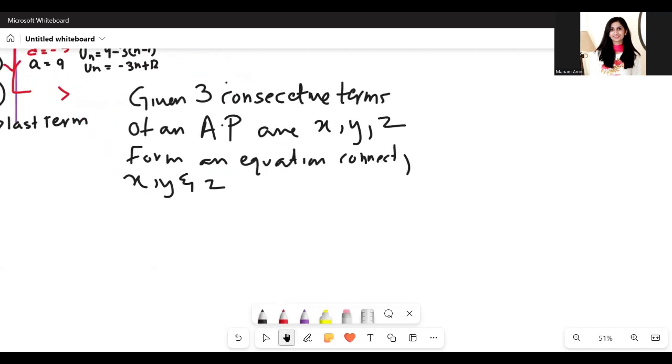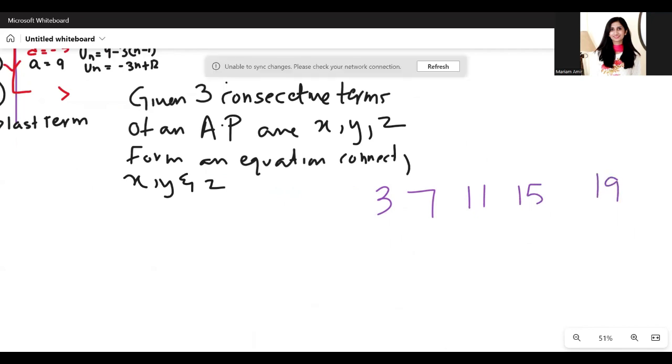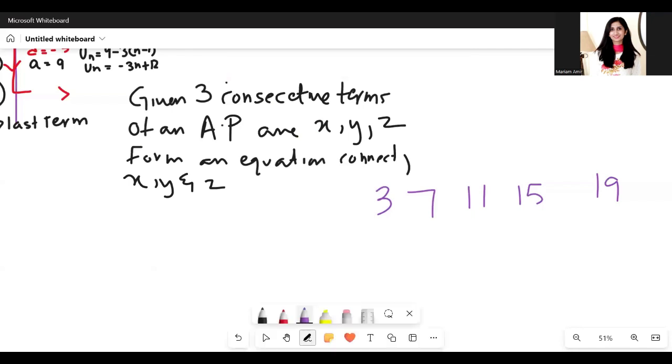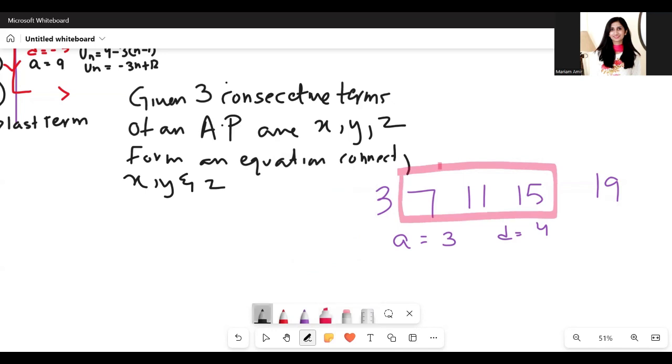So there are three consecutive terms of an arithmetic progression, X, Y, Z. We need to form an equation that has all three of these, X, Y, and Z. Let's look at another arithmetic progression. Let's say it starts with 3, 7, 11, 15. Okay. So this is an arithmetic progression where a is 3 and d is 4. And look at any three consecutive terms of the arithmetic progression. I'm looking at these three consecutive terms. So notice that the common difference is the same. This difference is 4. So is this difference.